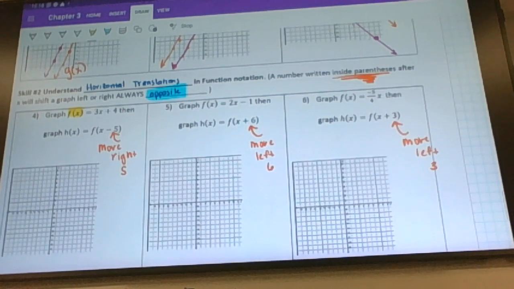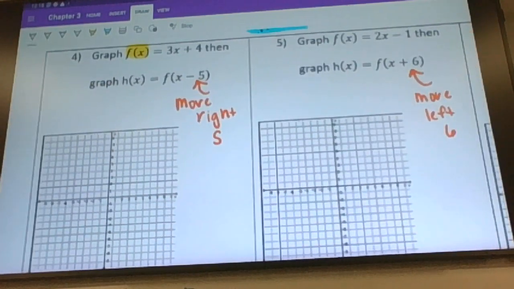You start at 4. You move up 3 over 1. I don't know how to say anything different. 1, 2, 3. Start at 4.